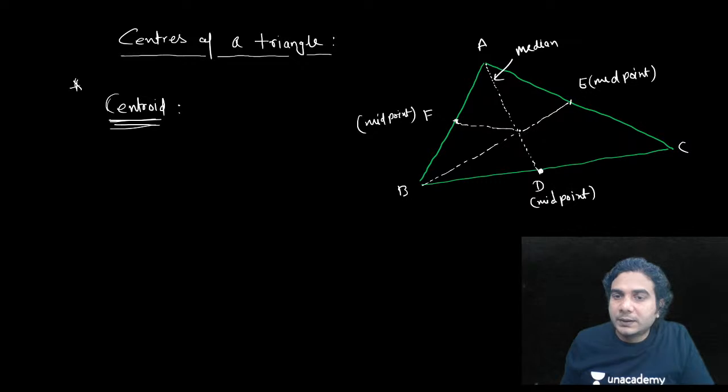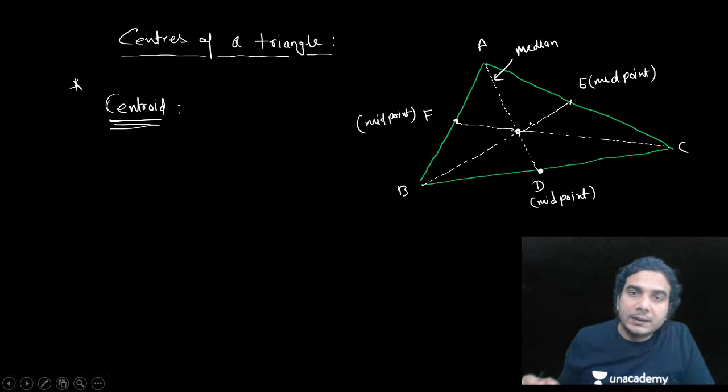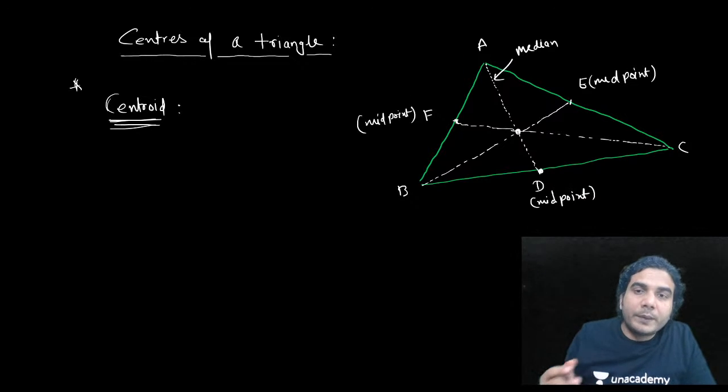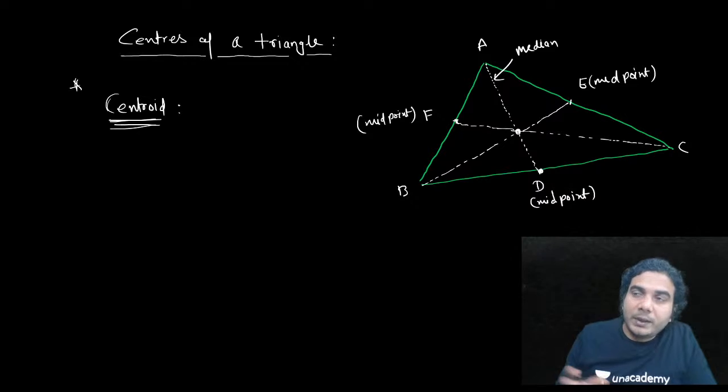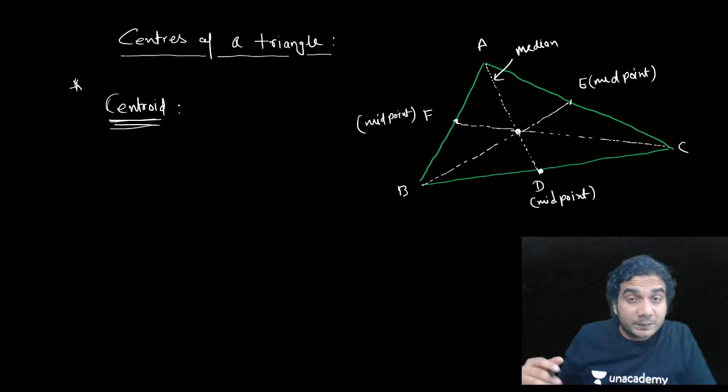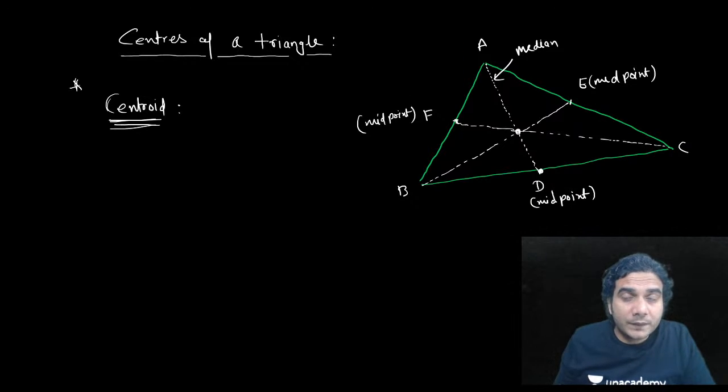All three medians pass through a point. When three lines pass through a point, we say these three lines are concurrent at this point. Concurrent means they have a common point of intersection. Two lines, if they are not parallel, will always intersect at a point, but the third line may or may not pass through that point. If it does pass through the point of intersection of the first two lines, then these three lines are called concurrent.